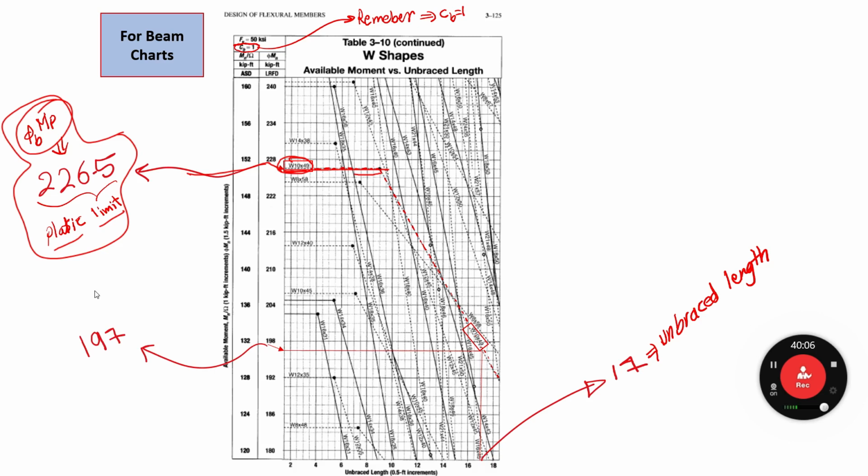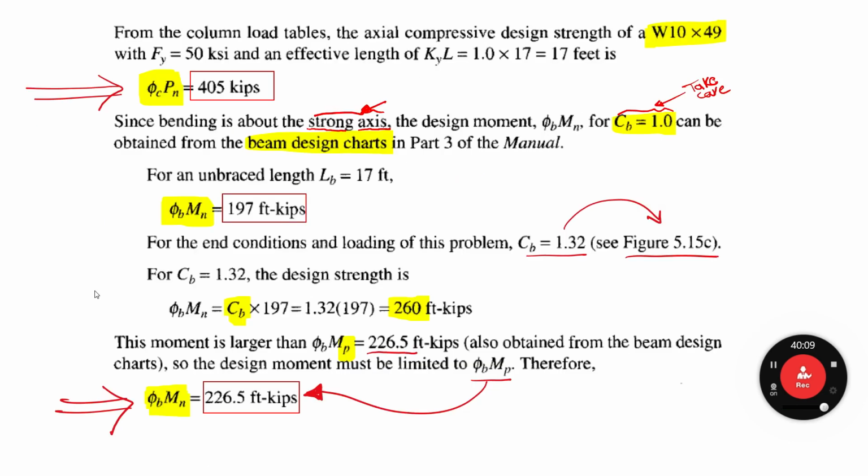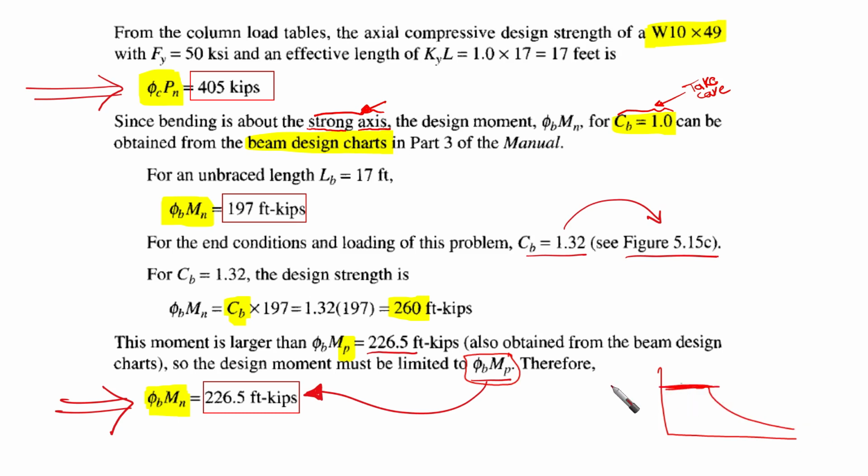Take care of this because it is very important for us. It is also obtained from the beam design charts. So the design moment must be limited to the plastic limit. This is the plastic limit that we need to limit our cross section for. Therefore, phi b Mn equals 226.5 foot kips. This is considered the limit for us. This is the available moment strength.